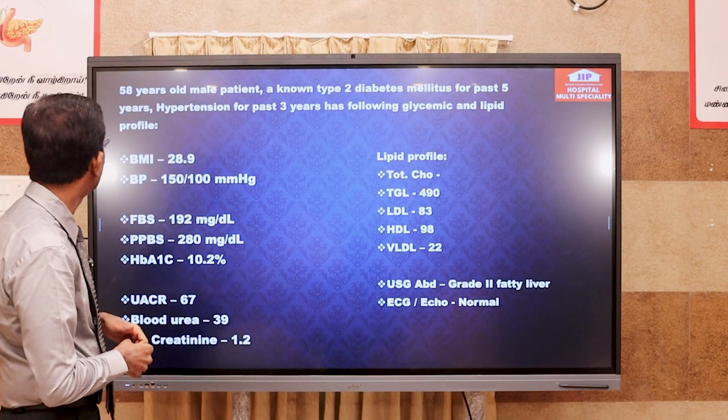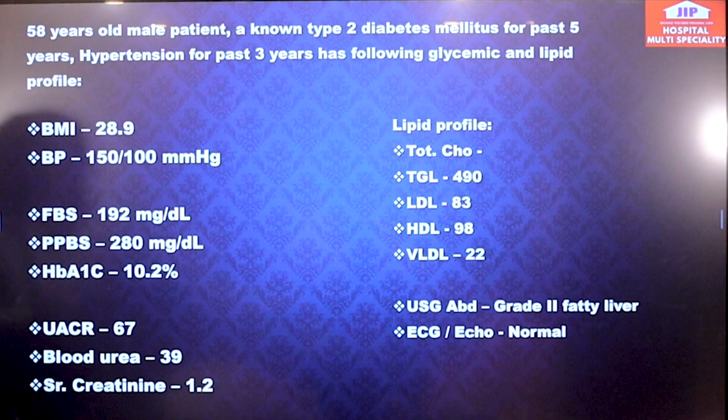Let us move to the case study. A 58-year-old male patient, a known type 2 diabetes mellitus for the past 5 years, hypertension for the past 3 years, has the following glycemic and lipid profile. His BMI is quite high, his blood pressure is on the higher side, and definitely his glycemic profile is very poor. There is an increase in albumin creatinine ratio, and urea creatinine is slightly on the higher side, 1.2. Lipid profile shows a gross elevation of triglyceride. The ultrasound abdomen shows grade 2 fatty liver, and ECG and echo turned out to be normal. So what the patient is on, we will see.